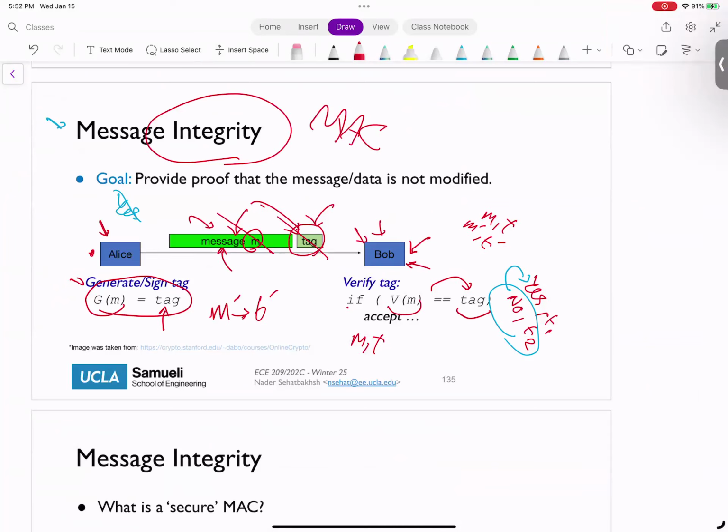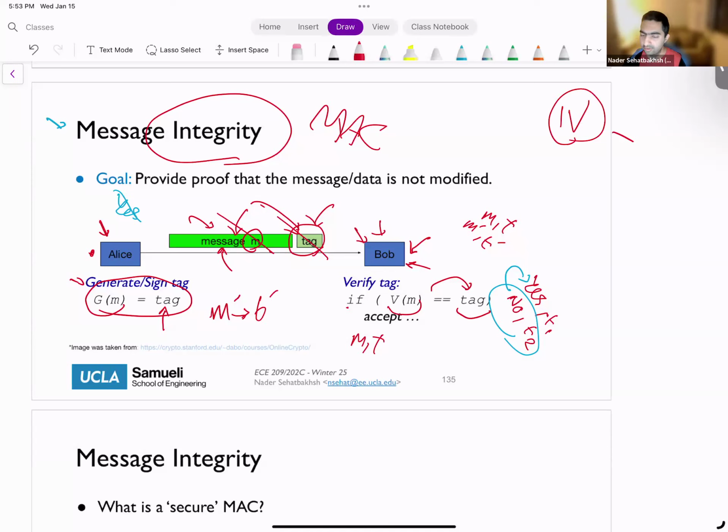Do we not need any of the IV or IPAD or OPAD numbers? So these are usually some numbers that are agreed upon. IV, for example, is a counter that at the beginning of the session you can initialize to some number, and then from then on they both can go in lockstep. But yes, you can send the IV in the clear if you want to. Okay, thank you.